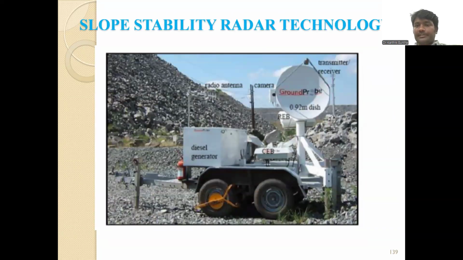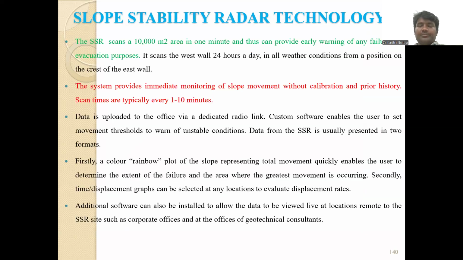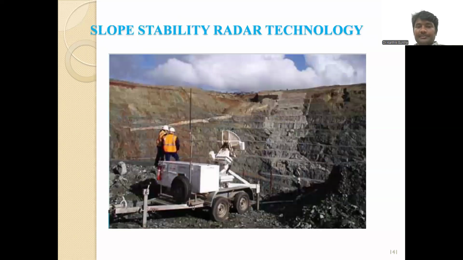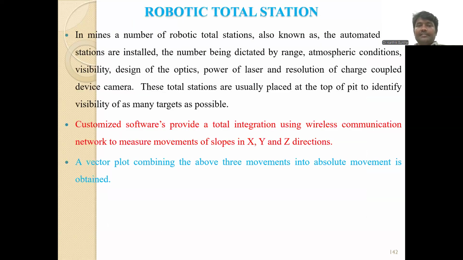This is the slope stability radar, which uses electromagnetic waves to capture the surface movements, and if any discrepancy happens, it will alert the people working in the unstable zones. The cost of this system is around 8 crores in Indian currency. It is one of the costliest and most preferable real-time monitoring systems. You can see some images of this slope stability radar.